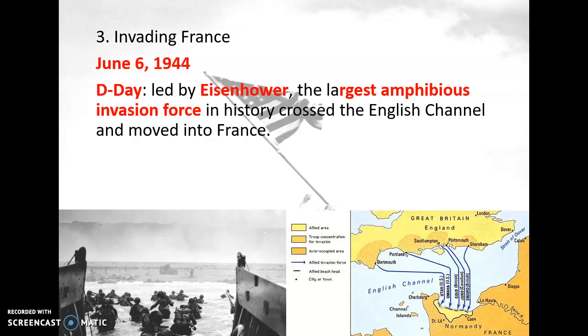1944, on a very testable date, D-Day, again led by Eisenhower. This is the largest amphibious invasion force in history, crossed the English Channel and moved into France. Sorry that part of the word largest is not bold. The whole word should be.